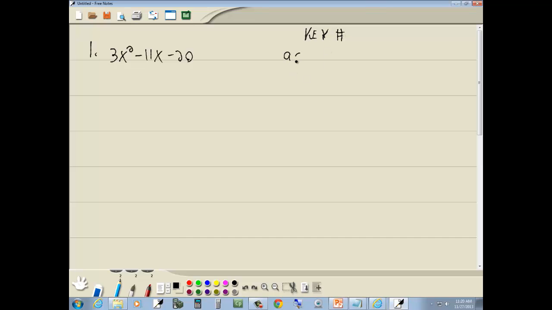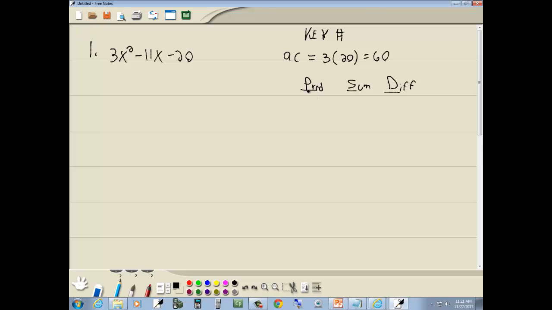With key number, we take the number at the beginning times the number at the end, ignoring signs. So we take 3 times 20, which gives 60. So that's the number before x squared, and the number at the end, the 20. Then we're going to create 3 columns: a P column, an S column, and a D column. Now the P stands for product, the S stands for sum, and the D stands for difference.